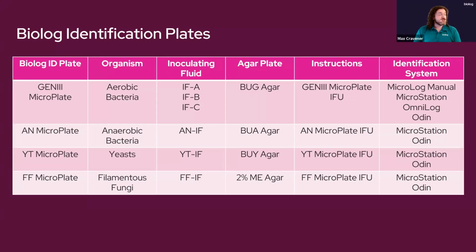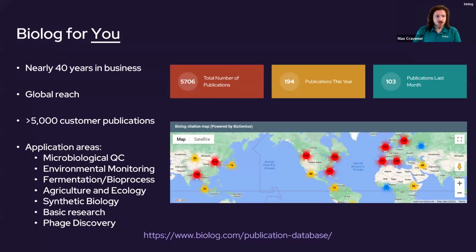Then the AN microplate is for anaerobes. Again, this is blind to gram stain, so you can use both gram positive and gram negative on this. And this can be read on our MicroStation or Odin. And then YT, which is for yeast, and you culture things on our Biolog universal yeast media. Again, can be used on MicroStation or Odin. And finally, FF microplate. We use 2% malt extract as our culture media, and then it can be read on MicroStation or Odin.